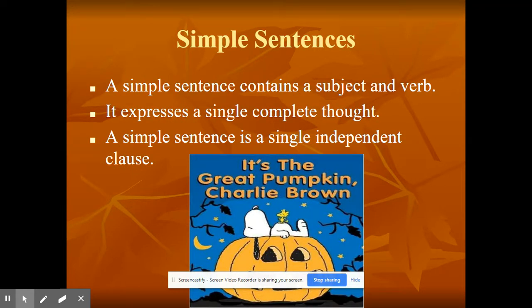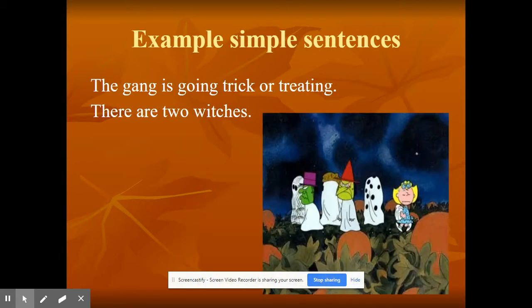So we have simple sentences, and a simple sentence just contains a subject and a verb. It expresses a single complete thought, and it is a single independent clause. So just think, whenever you see independent clause, I know it's like a big word and it kind of sounds confusing, but just remember that it is really just a simple sentence with a subject and a verb. An example of a simple sentence would be "The gang is going trick or treating." So I have the subject, the gang, and then what are they doing? They're going trick or treating, subject and a verb. And I could even just say "There are two witches," and I have the subject, right? The two witches. And since I'm talking about trick or treating, that's what the verb is.